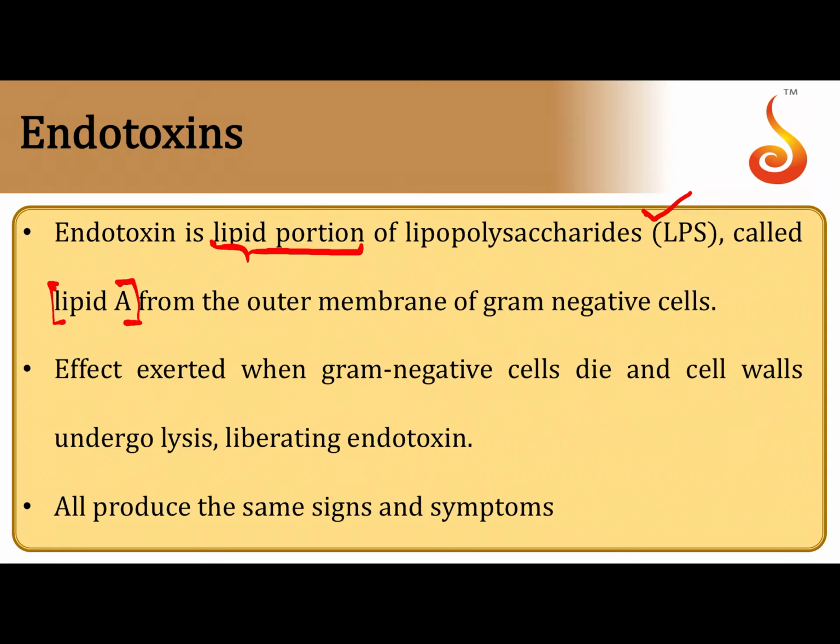See, gram-negative bacteria, outer to their cell wall, have an outer lipopolysaccharide membrane. In that you have these endotoxins, which are not released by these bacterial cells. They are an integral component. Then how are they going to cause a disease in the organism?